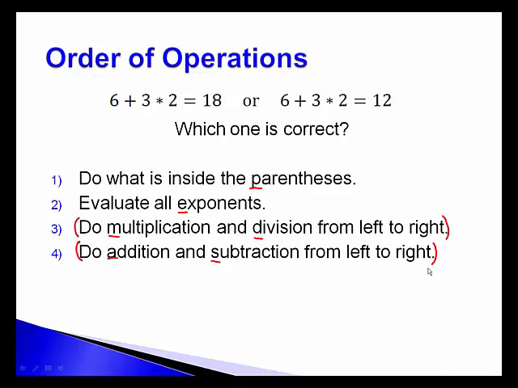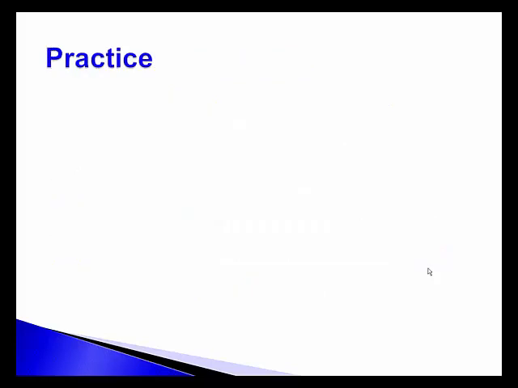So let's look once again at the equation we started with. Which one is correct? If we see that we must do multiplication before we do addition, then that requires us to multiply the 3 times 2 first, so we would end up with 6 plus 6 is equal to 12. So our conclusion here is that this is indeed equal to 12. Let's practice some.